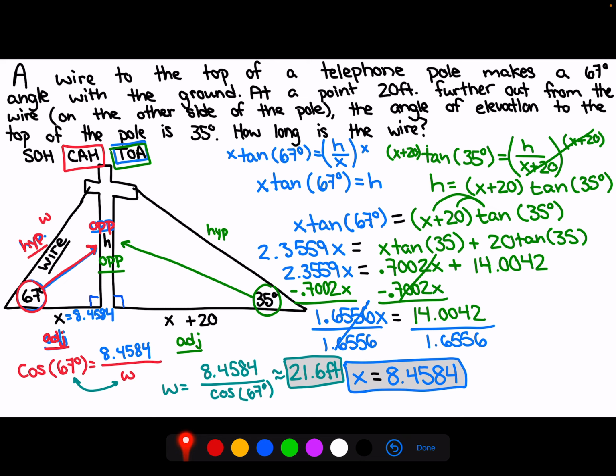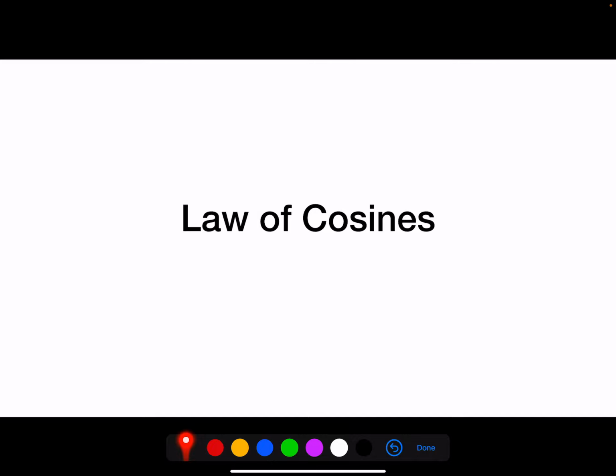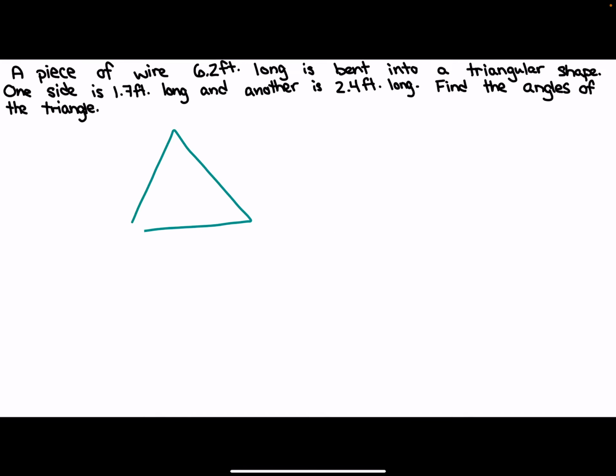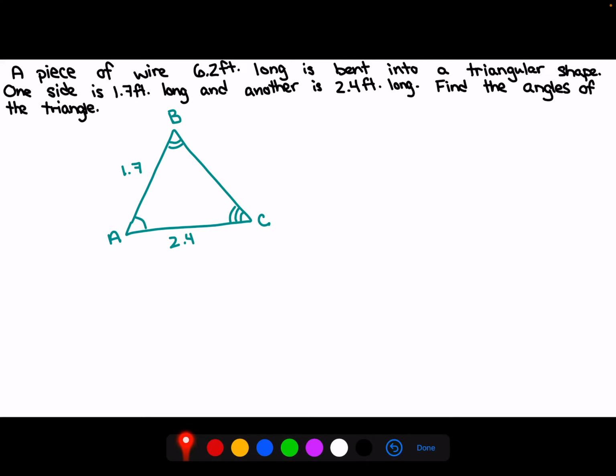All right, that is it for law of sines. Next up, we're moving on to law of cosines. So our first problem with law of cosines is a piece of wire is 6.2 feet long. It is bent into a triangular shape. One side is 1.7 feet long. The other is 2.4 feet long. Find the angles of the triangle.